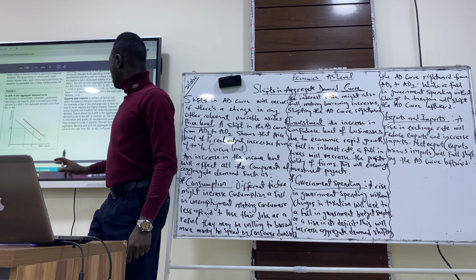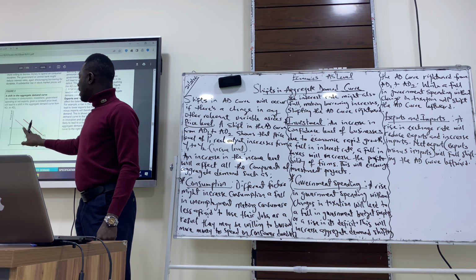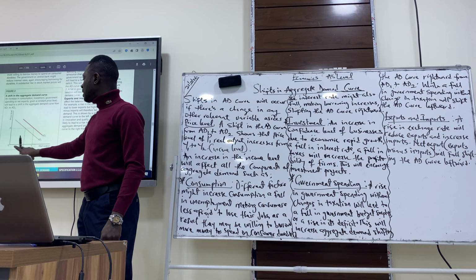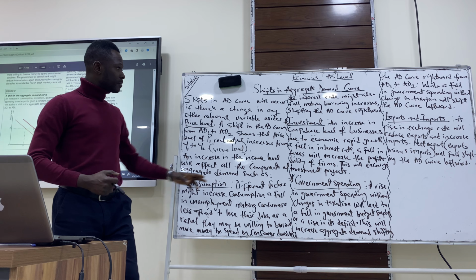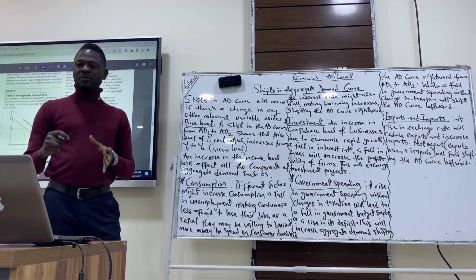So we're talking about a shift in the aggregate demand curve from AD1 to AD2. We're talking about consumption. An increase in consumption will increase the aggregate demand, shifting it rightward from AD1 to AD2, which means the level of income within that economy has increased from Y1 to Y2. That is for consumption. Then we go to investment. Investment represents capital spending for firms.